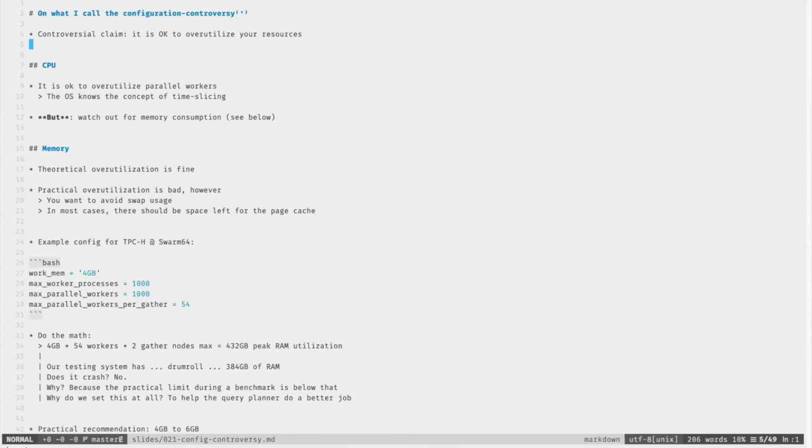So the configuration controversy is the question of whether it is okay to overutilize system resources. And I'm controversially saying, yes, it is, if you consider a few rules. I'm going to cover this now, and then I'm also going to answer this 4 gigabyte question with the work_mem. So let's start with the CPU. Yes, this is okay, because your operating system actually knows how to share the CPU across multiple processes.